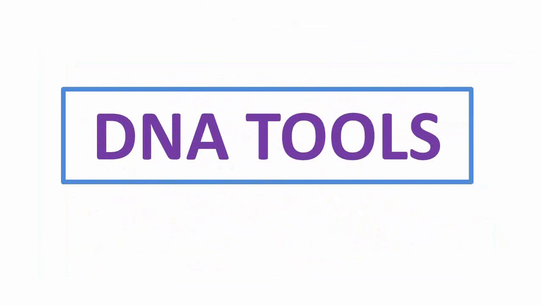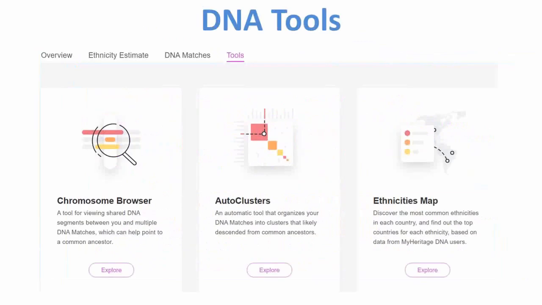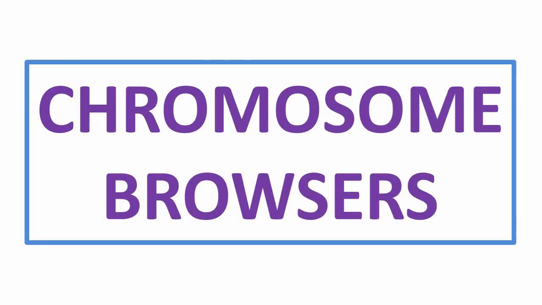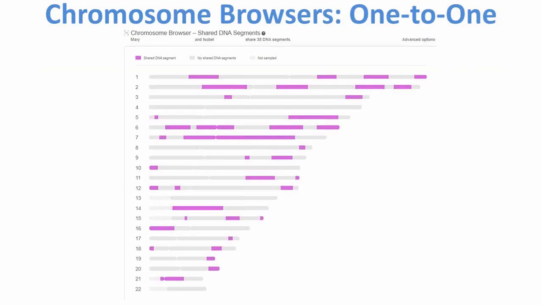Okay, MyHeritage DNA tools. Let's quickly go over them. Now, on the DNA tools screen, there's Chromosome Browser, Auto Clusters, and Ethnicity Maps. Now, I'm going to focus on Chromosome Browsers and Auto Clusters. So let's look quickly at Chromosome Browsers. I'm going to be giving a much longer legacy webinar on this very topic just next week. So this is just a short overview.